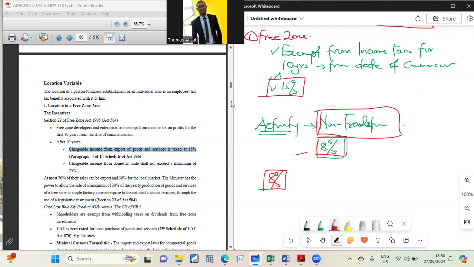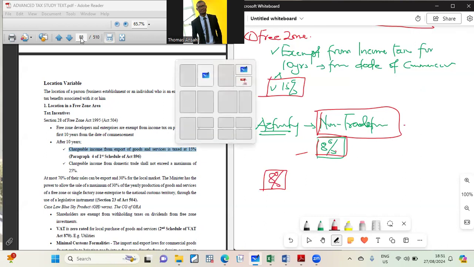I think he can apply the 8%. Why? Because after the 10 years, even though it says 15%, the other non-traditional exporters pay a tax of 8%. So he also falls under the same category as them. So he can apply the 8%.